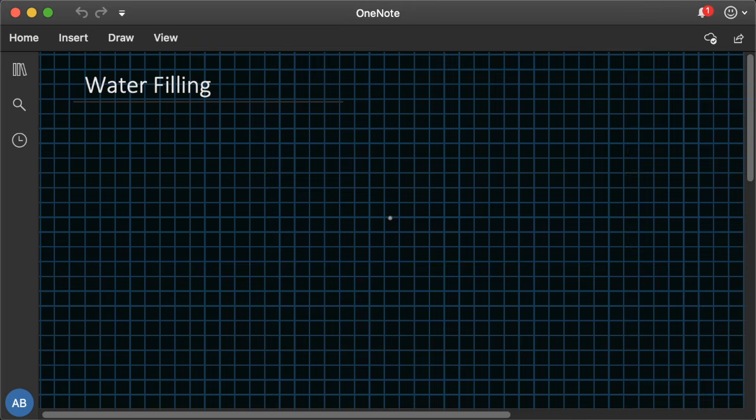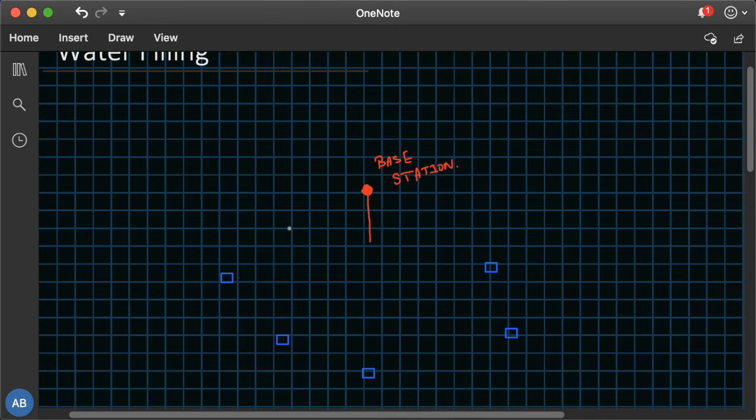Now we'll see how. So let's say I've got a base station right here that should transmit to some users. Okay, so this is what I've got. The 5 boxes or squares that you see are users. So we've got 5 users in this simple example and a base station.